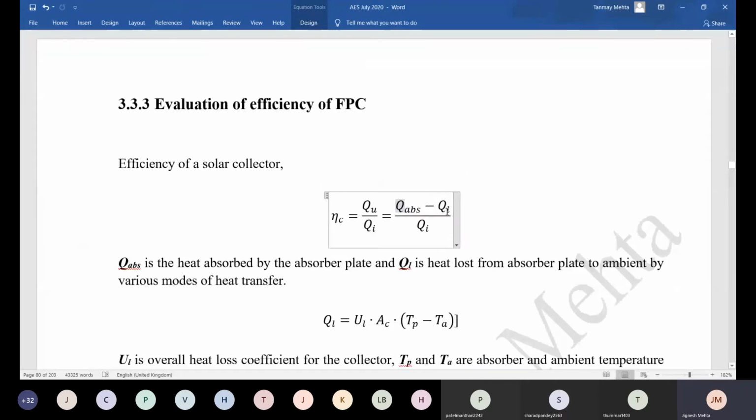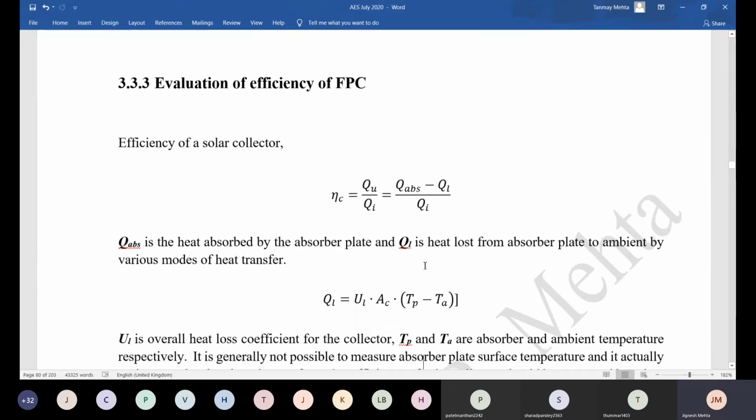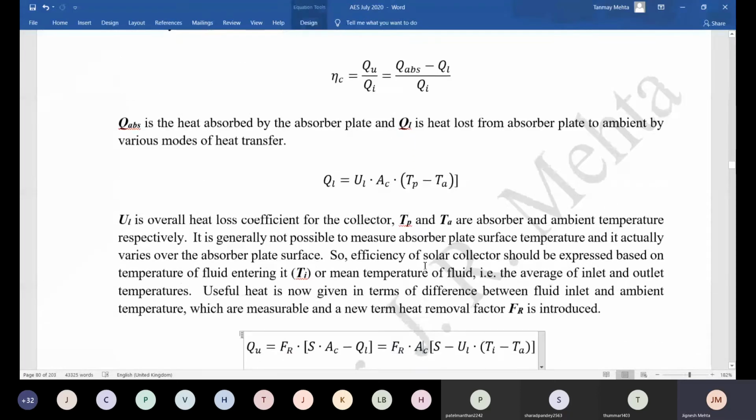And then even after that, there is a loss. The three types of heat transfer loss is QL, right? And this is QI, that is in the denominator. Now these losses take place by three different modes as just talked about.